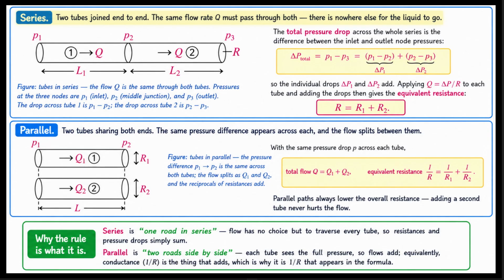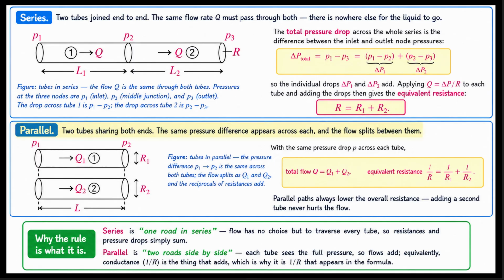When two tubes are joined end to end, they are in series, and the same flow rate Q must pass through both because the liquid has nowhere else to go. The diagram shows 3 nodes: the inlet at pressure P1, the middle junction at P2, and the outlet at P3. The drop across tube 1 is P1 minus P2. The drop across tube 2 is P2 minus P3. The total pressure drop across the whole series is P1 minus P3, which equals the drop across tube 1 plus the drop across tube 2. Apply Q equals delta P over R to each tube and add the drops. The equivalent liquid resistance is R equals R1 plus R2.